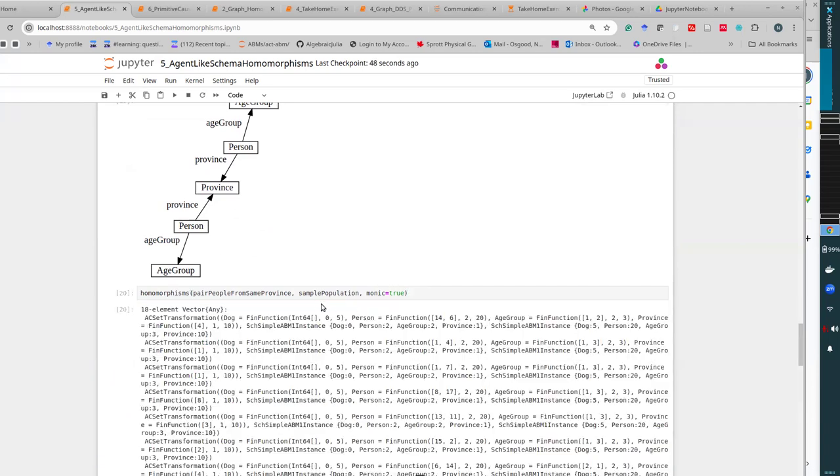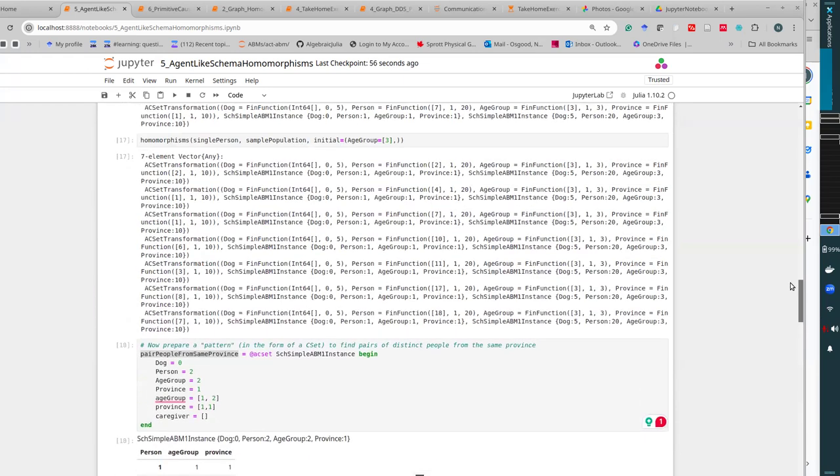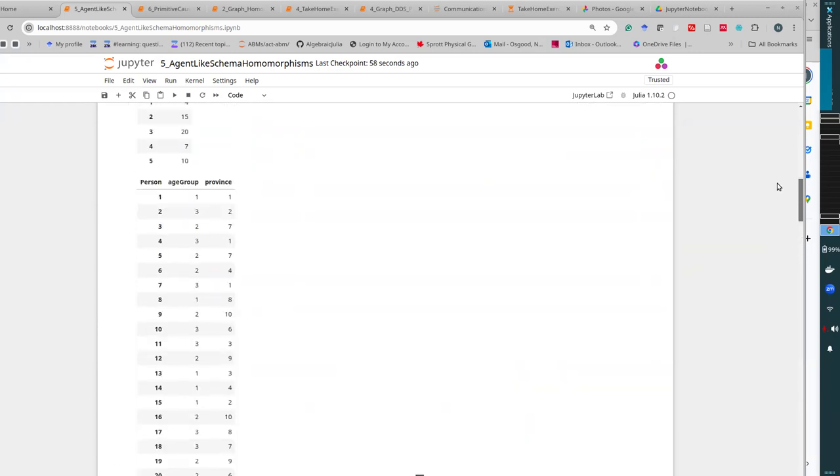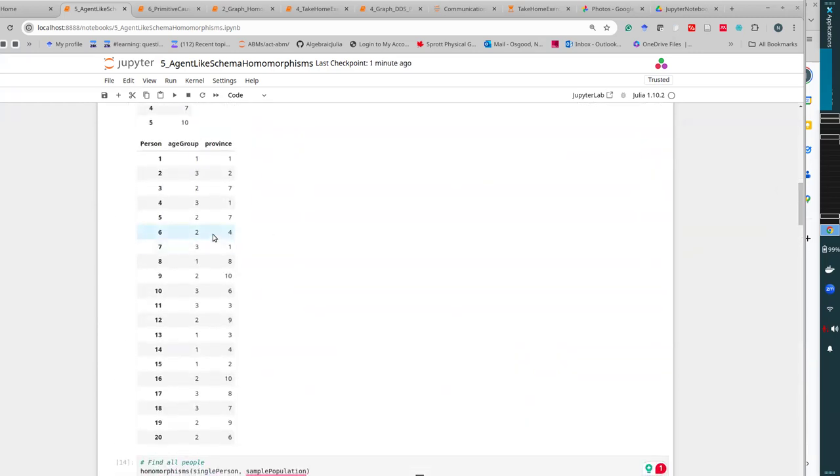Here we go. Okay. It says person six and person 14. It's taking a stance. Let's go see. Person 6 and person 14 are both from province 4.